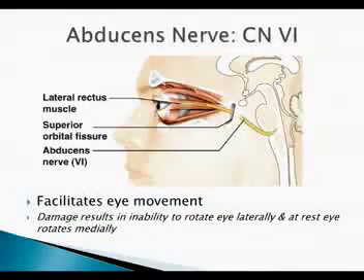The abducens nerve, CN6, we're back to a nerve that's passing through the superior orbital fissure, and this one is again dealing with eye movement.